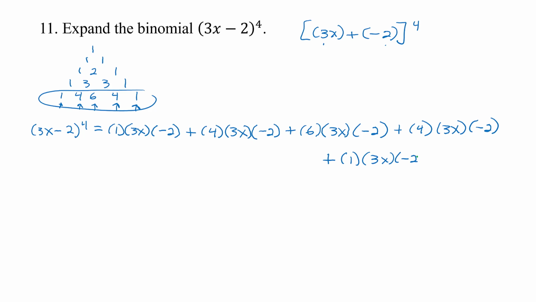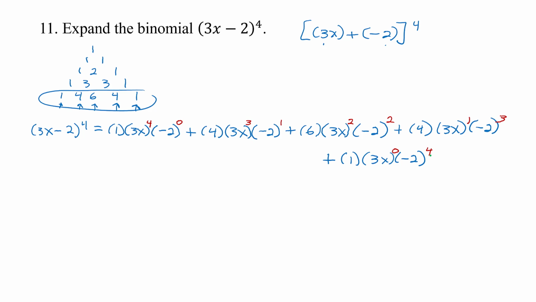And then for those powers, my binomial is being raised to the 4th power, so I will start with 3x to the 4th, and then I'm just going to drop by one integer as I move along. 3x to the 4th, 3x cubed, 3x squared, 3x to the 1st power, 3x to the 0 power. With the negative 2, I'm going to do the opposite. I'm going to start with negative 2 raised to the 0, then to the 1st, then to the 2nd, then to the 3rd, and finally to the 4th.